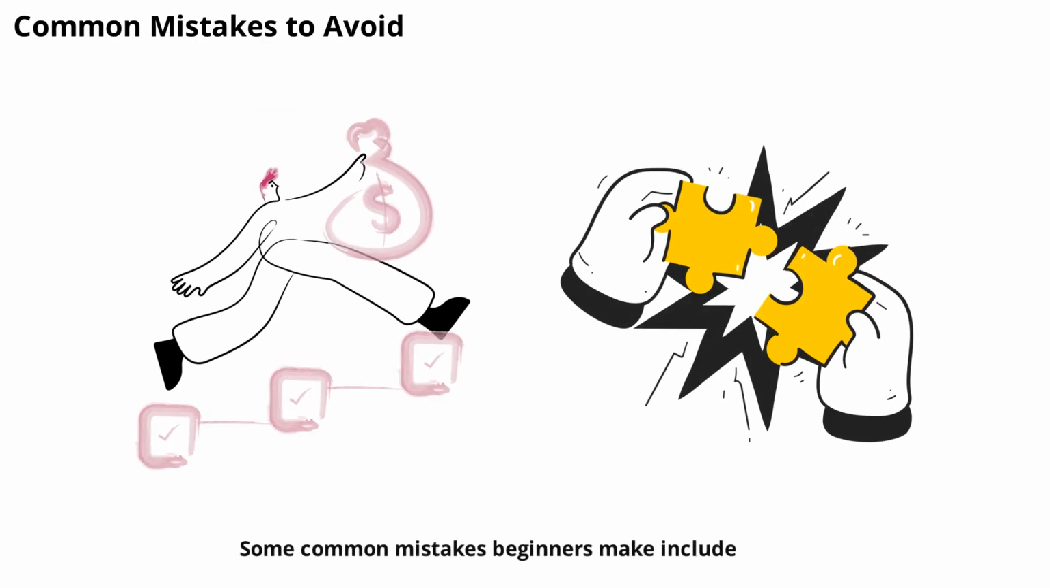Some common mistakes beginners make include putting all their money in one investment, ignoring fees, and making changes based on emotions. It's also easy to forget about rebalancing or take on too much risk. By following a realistic asset allocation plan and reviewing it regularly, you can avoid these pitfalls. Remember, investing is about building wealth over time, not getting rich quick.